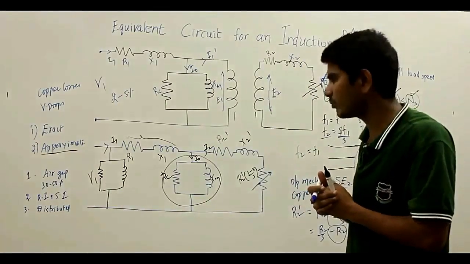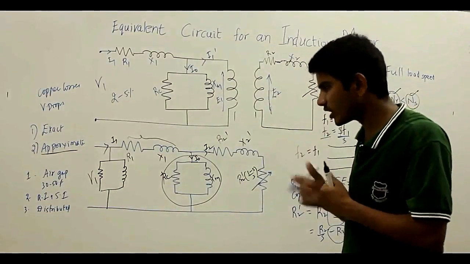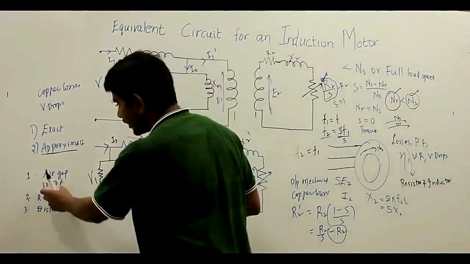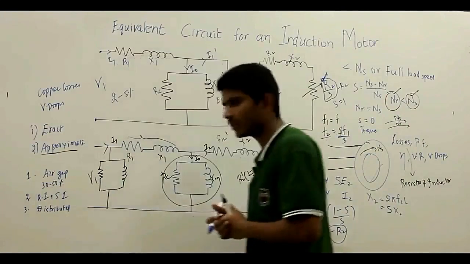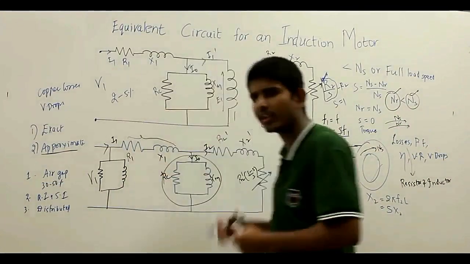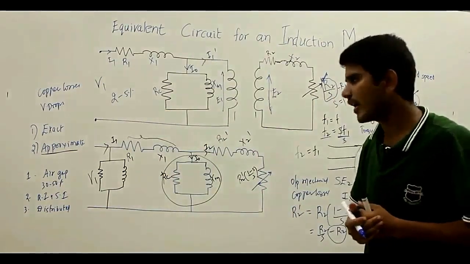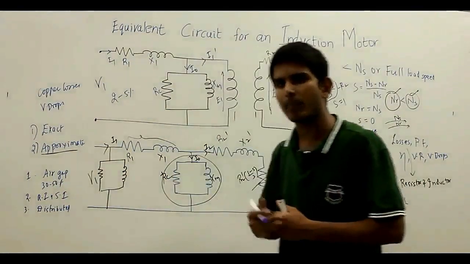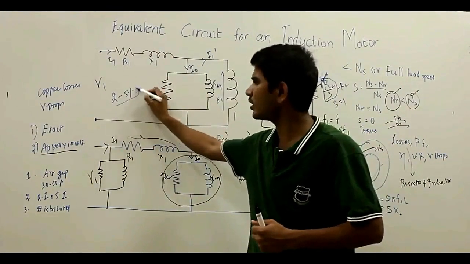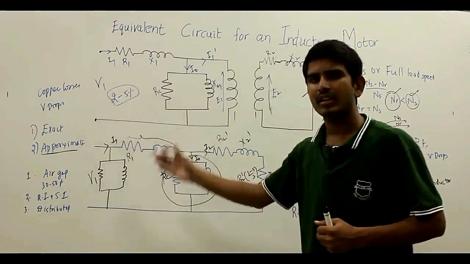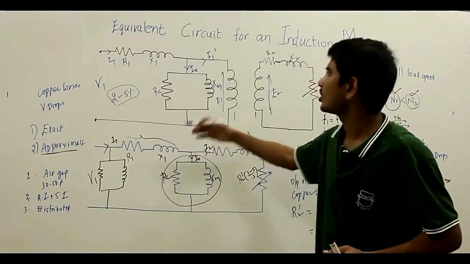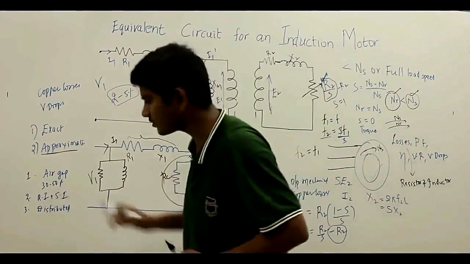If you consider the approximate equivalent model, as we have said, because of the air gap the no load current is around 30 to 50%. That means the stator impedance drops cannot be neglected at no load, as the current has a large value. Compared to a transformer, where the current is only around 2 to 5%, the approximation suits your transformer, but it cannot suit your induction motor because of these three reasons.